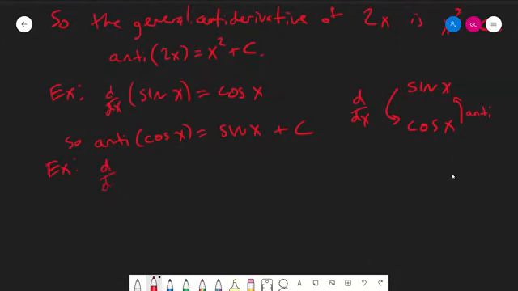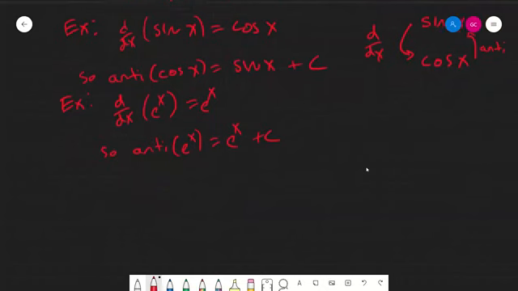Here's a nice easy example. The derivative of e to the x is e to the x. So that means that the antiderivative of e to the x must be e to the x, again plus c. Okay, how about one more? The derivative of some constant times x, say a times x, is equal to a. And so that means that the antiderivative of a constant is that same constant times x.